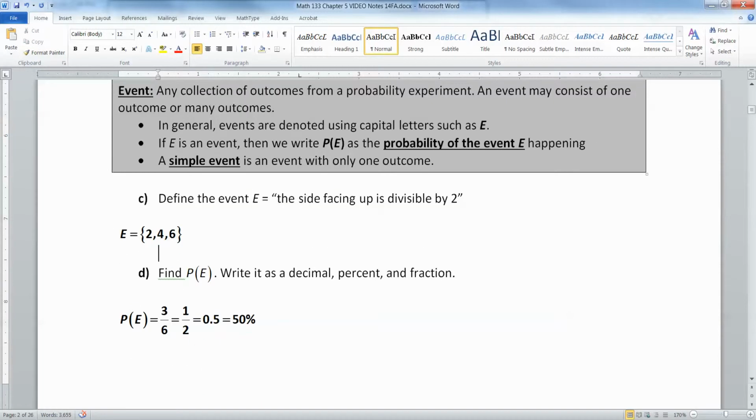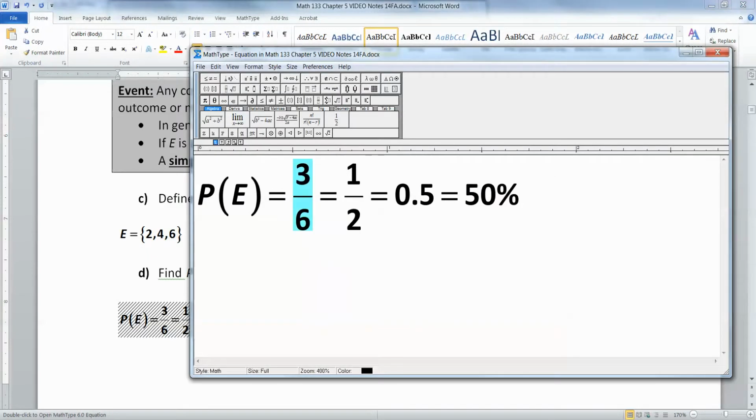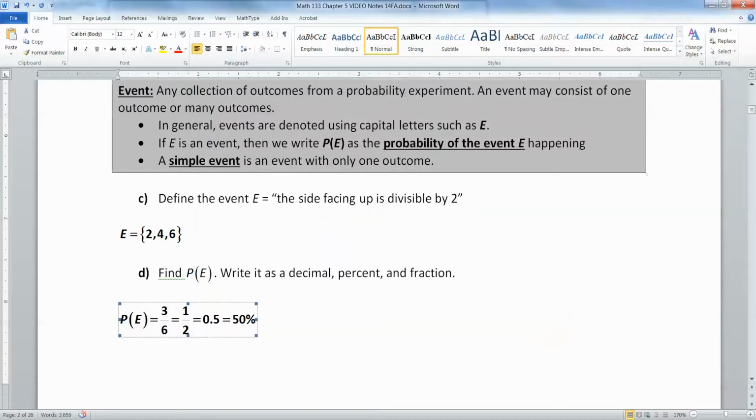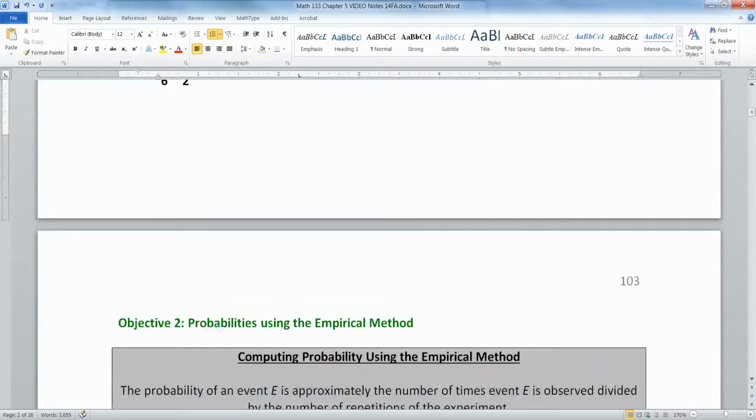So then the probability of E would be 3 out of 6. There's 3 sides that are even out of 6 sides total. We could reduce that to a half. That'd be the fraction. Or we could write it as a decimal, 0.5, or as a percent, 50%.